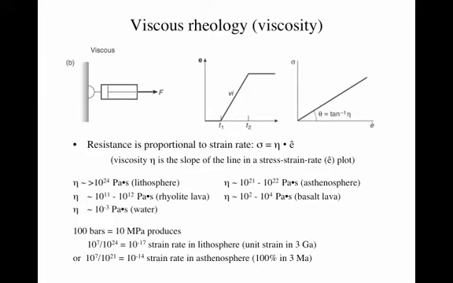So 10 bars is equivalent to about 10 megapascals, produces a strain rate of 10 to the minus 17. So that's a unit of strain in 3 billion years. Or 10 to the minus 14 for a strain rate in the oceanosphere, and that's about 100% strain in 3 million years.